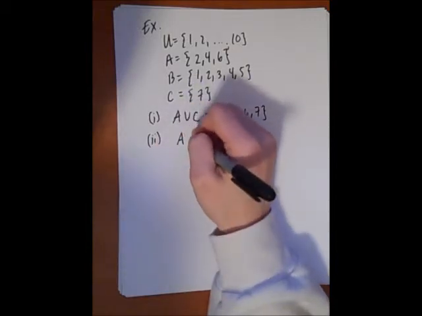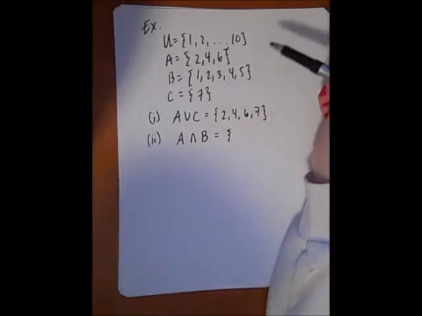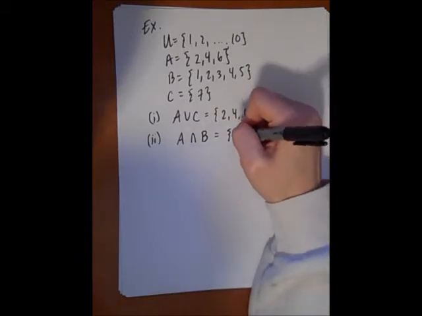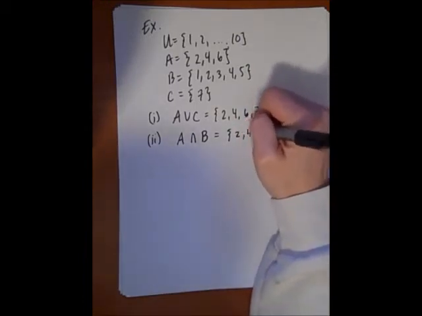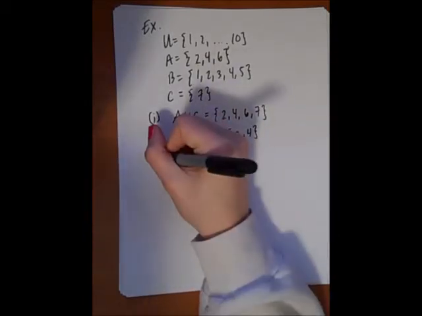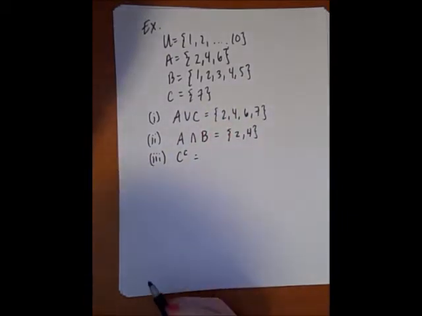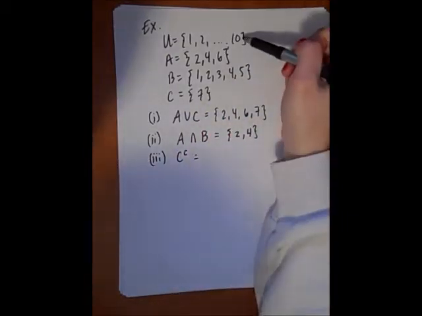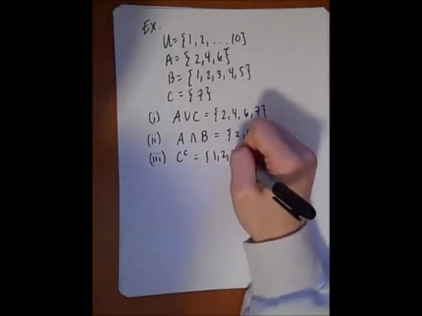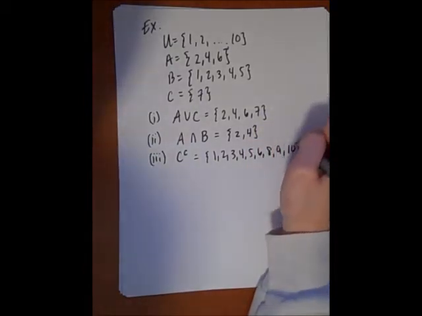Okay, what is A intersect B? So this is going to be all the elements where they overlap. So 2 is in both sets, so I'll have 2, and 4 is in both sets. Okay, what about C complement? So C complement means everything that's in the universal set, not in C. So that's everything except for 7. So 1, 2, 3, 4, 5, 6, 8, 9, 10.